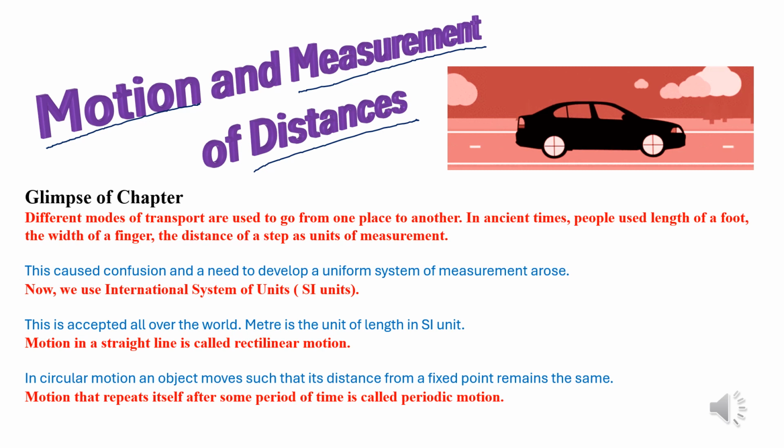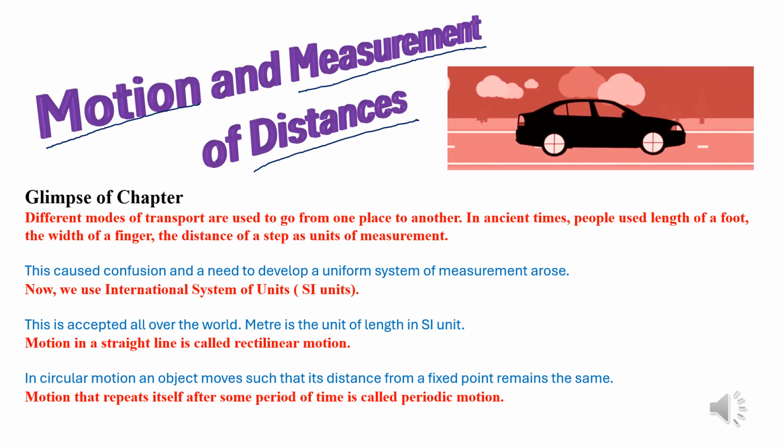Now, what exactly is the meaning of motion, and how exactly are you going to measure the distances for any moving object? That is something that we are going to understand and study in this chapter. Say for example, this car is moving like this.